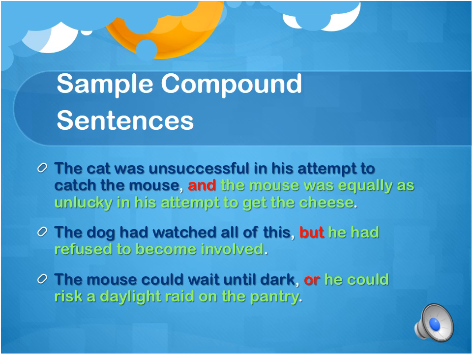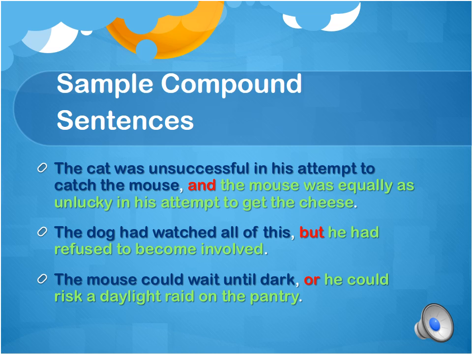So we notice in blue that we have an independent clause. That is one sentence. If we took away what was left after it, that sentence would still stand alone by itself. Same thing with our second part in green. If we were to get rid of the first part of the sentence, the mouse was equally as unlucky in his attempt to get the cheese can stand alone by itself as a sentence.